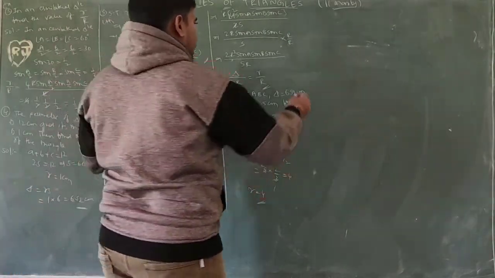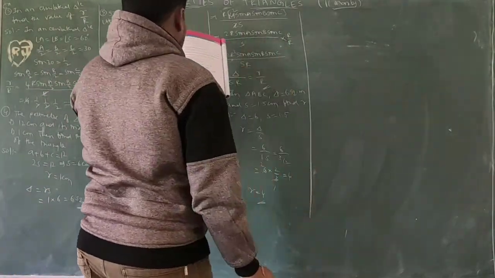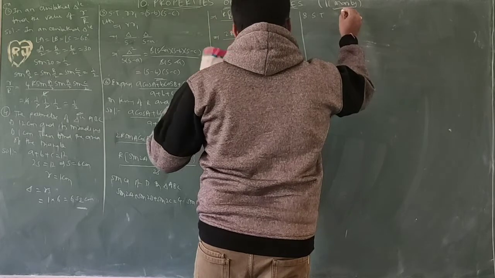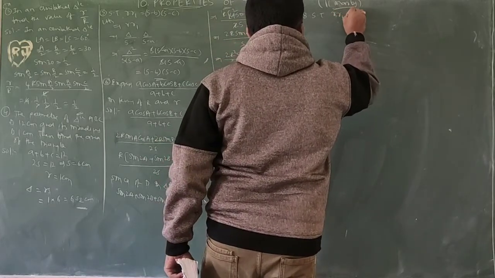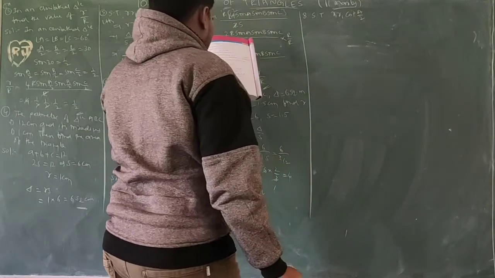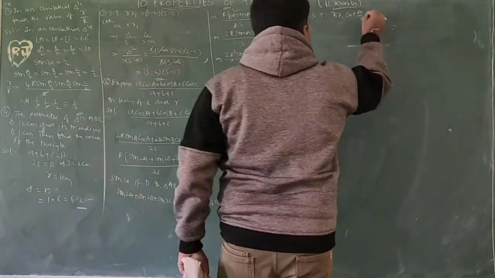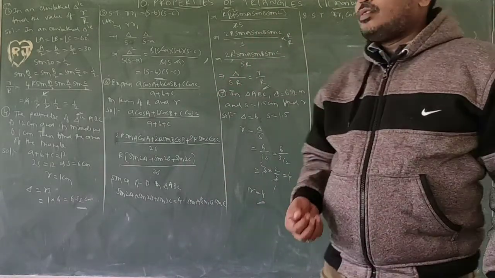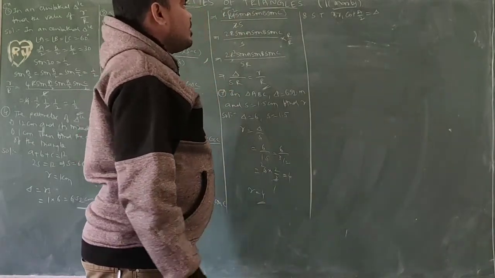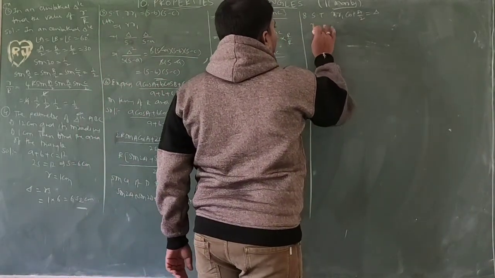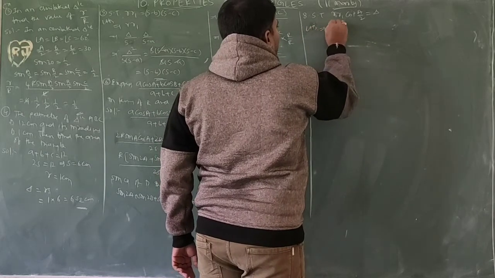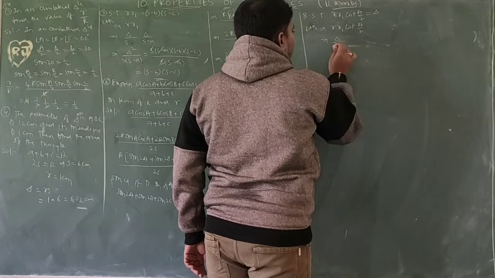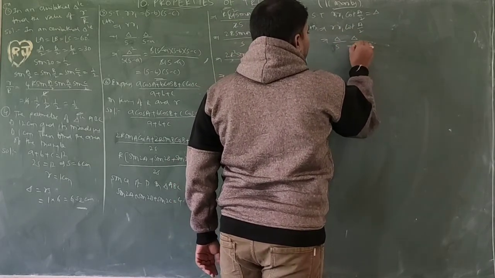Next, 8. Show that r1 cot A by 2 equal to delta. Okay, so I want to write the formulas. First, the LHS: r1 cot A by 2. The formula for r1 is delta by s minus a.